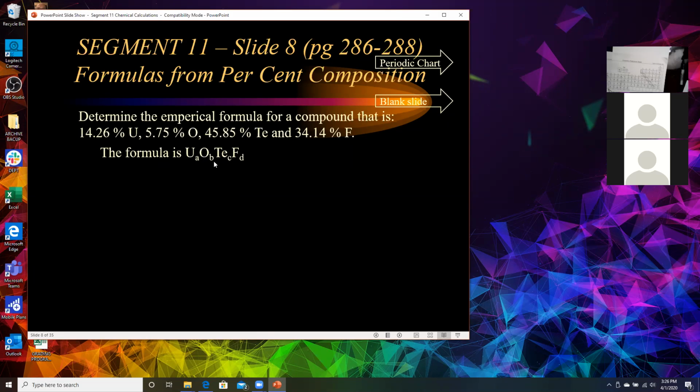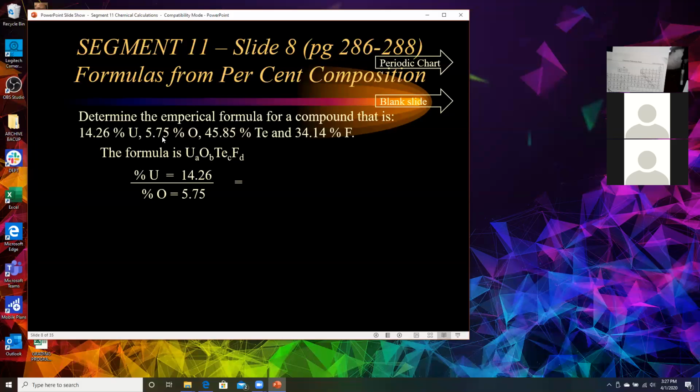Now, I couldn't use X, Y, and Z. I could have used W, X, Y, and Z, but I changed to A, B, C, and D for the coefficients for this compound. So it's got uranium, oxygen, tellurium, and fluorine in it. Okay, the percent of uranium is 14.26. The percent of oxygen is 40%.